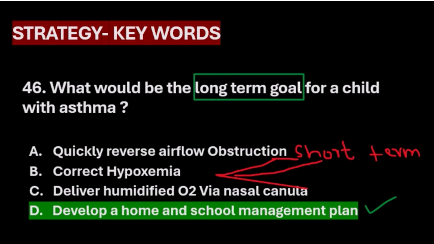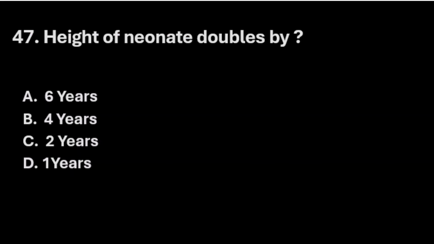So we have to be careful while reading this kind of question, because all the options are correct, but the long-term goal is option D. Next question, height of a neonate doubles by option A, 6 years, option B, 4 years, option C, 2 years, and option D, 1 year.